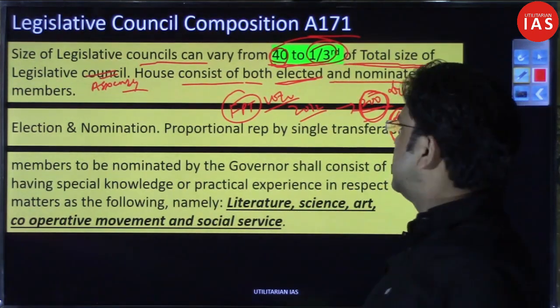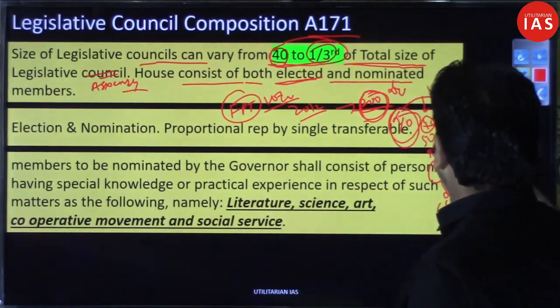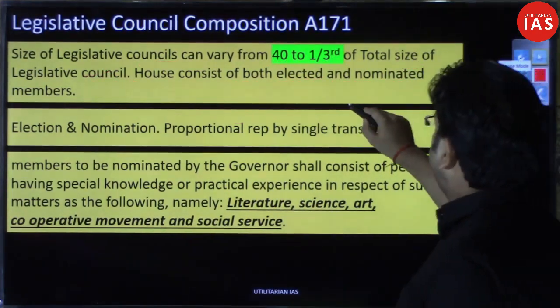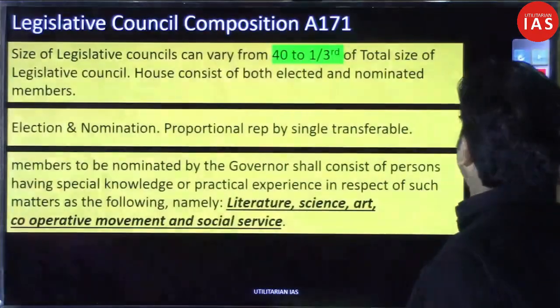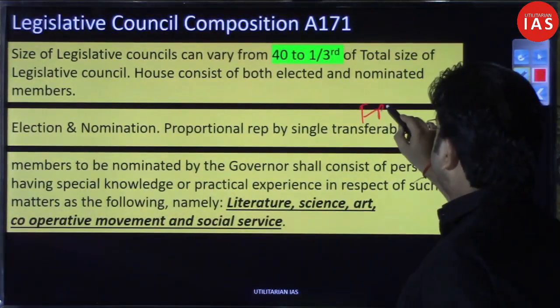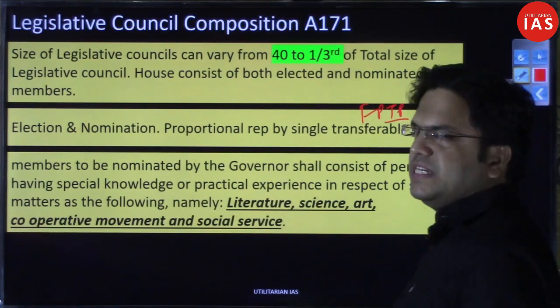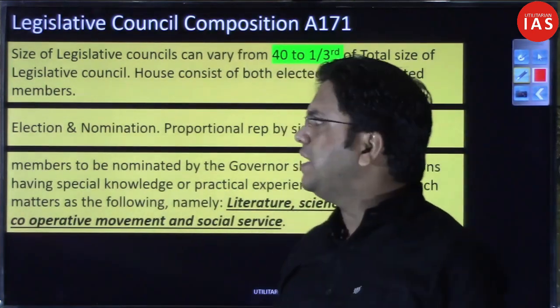As far as election is concerned, the election method that is used is not the first past the post system that we use in the general election and for the assembly election.